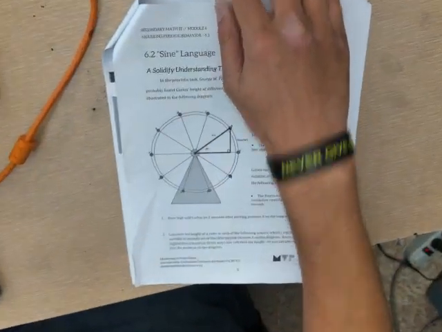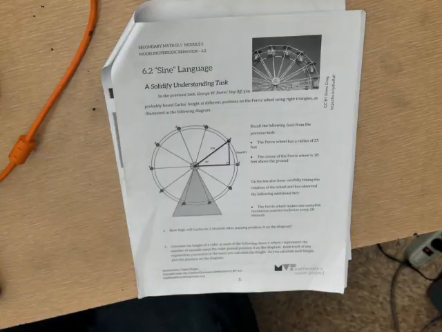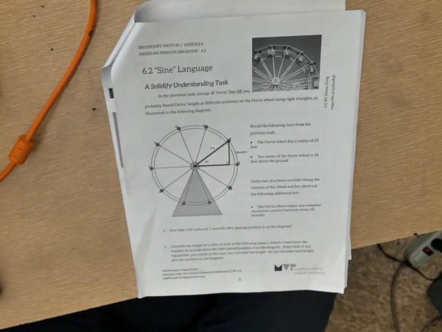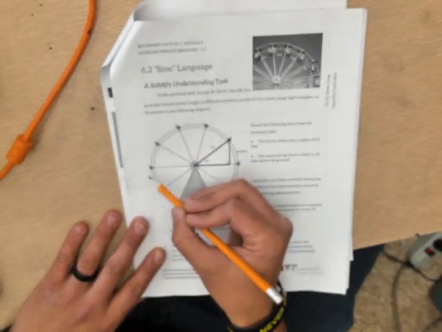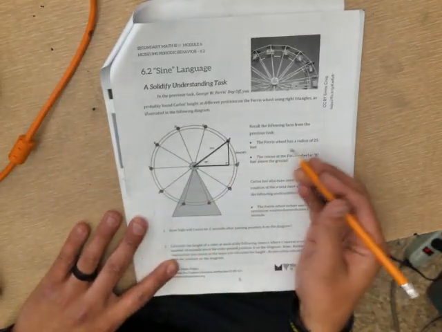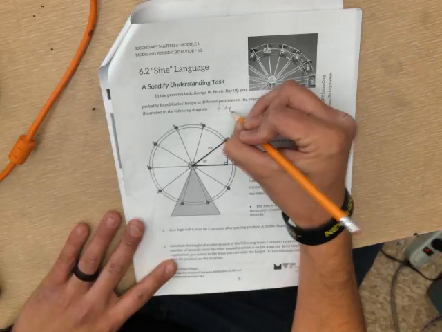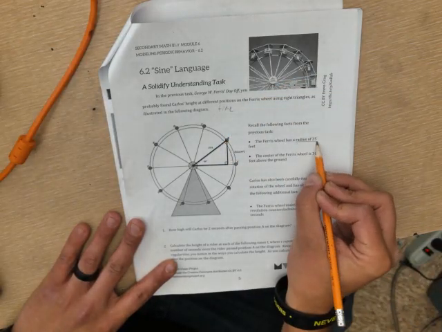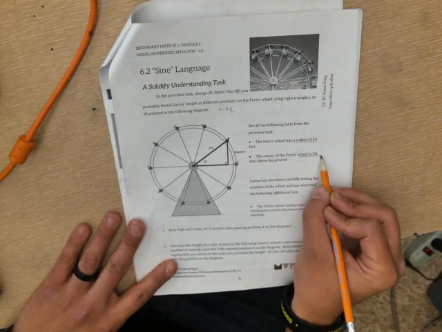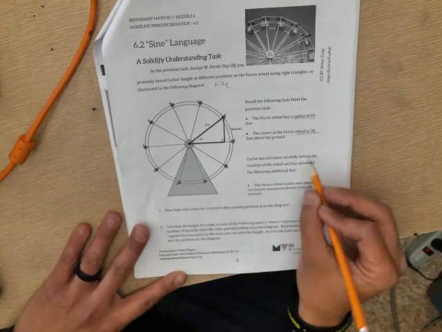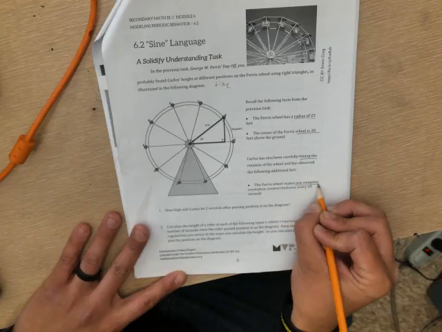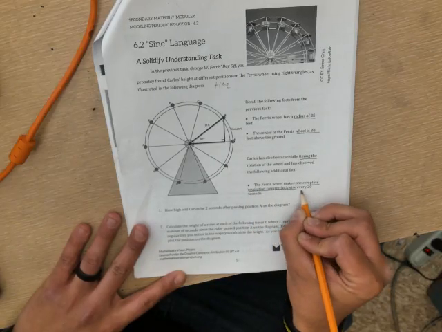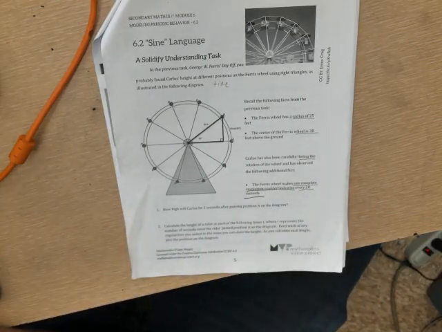Today we're doing 6.2 sine language. We're using the same Ferris wheel as yesterday, but now instead of just doing certain points like A, B, C, D, E, F, G, we're going to do it based off of time. The radius is still 25 feet, the center is still 30. Be careful with timing observations, and realize that it's one complete revolution every 20 seconds.